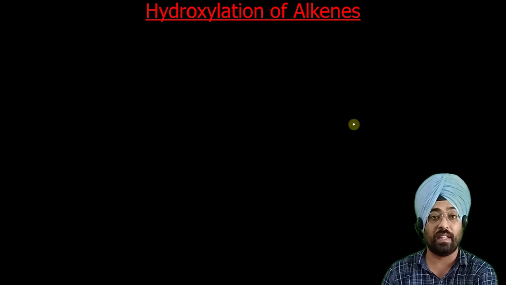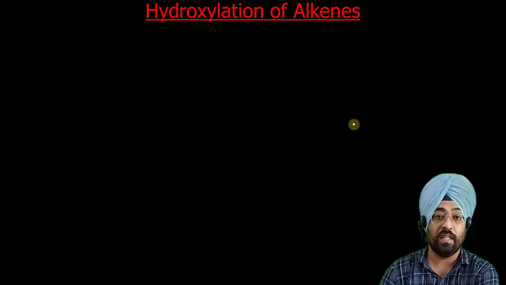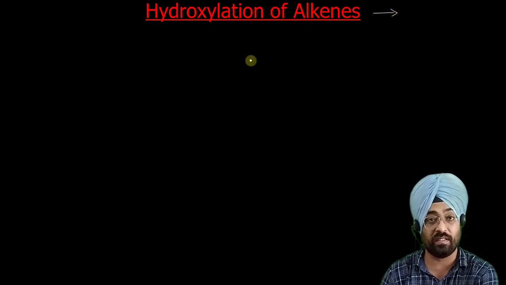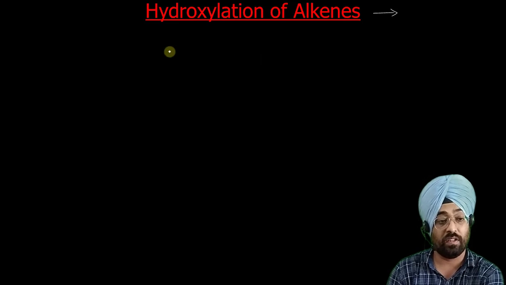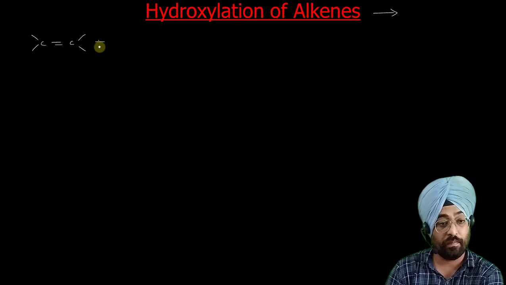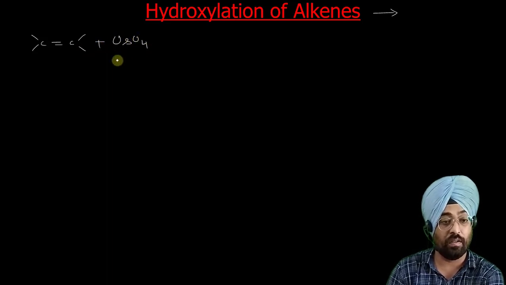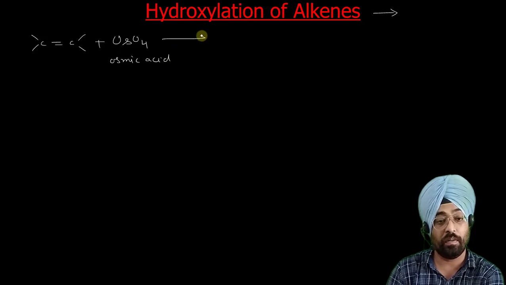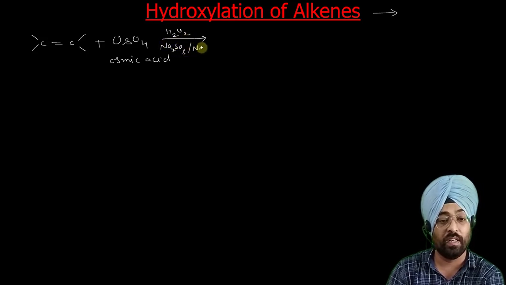Now we will see some methods by which we can synthesize these diols. The first method, which is a very important method, is hydroxylation of alkenes. First let us learn what is meant by hydroxylation of an alkene. In this there is a reaction of an alkene with osmium tetraoxide, also called osmic acid. If we react it with osmium tetraoxide in the presence of some peroxide, or we can also use sodium sulfite or sodium bisulfite, you can use any one of these.